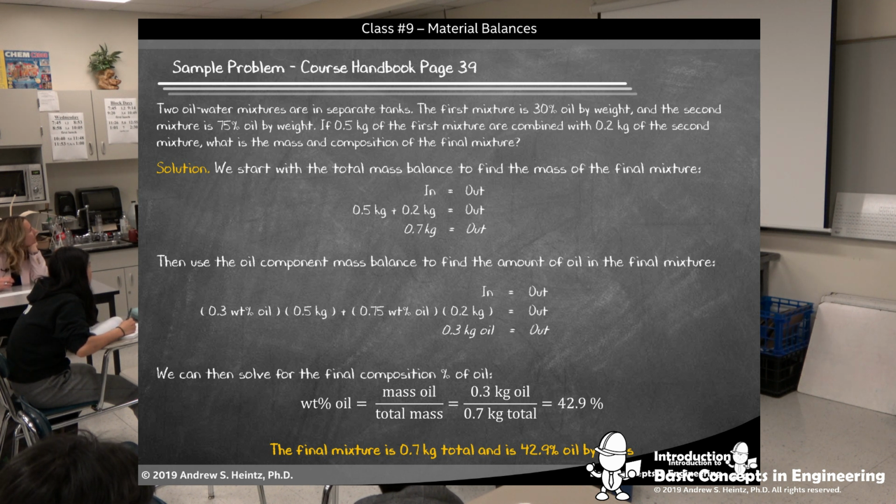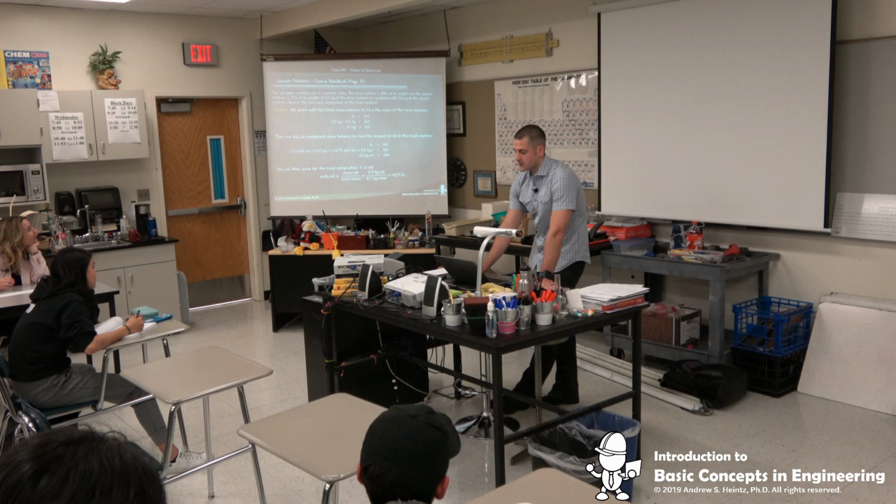And then, of course, we didn't ask you to solve for it, but if I were to ask you right now to tell me how much of the water is in there, how much water would be in there? What's that? 1 minus 0.429, right, which is how much? Roughly 57. Very good.